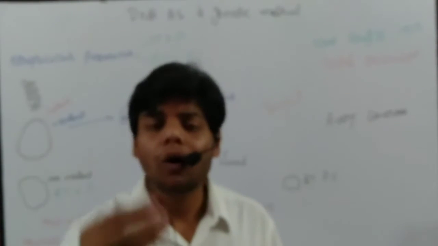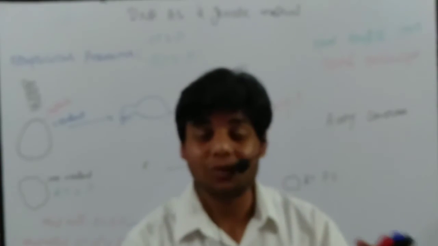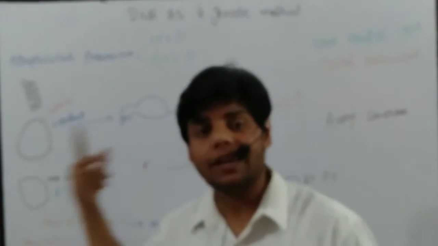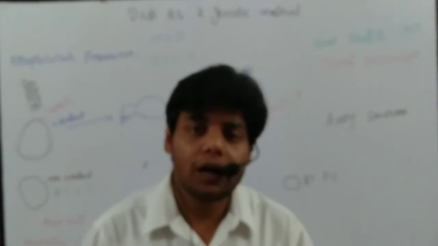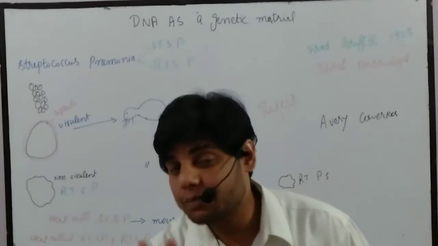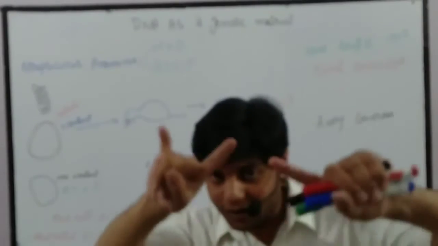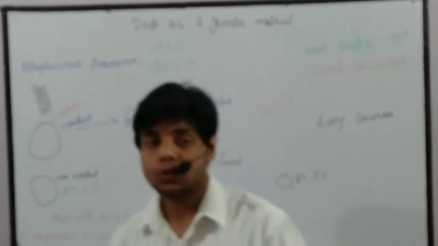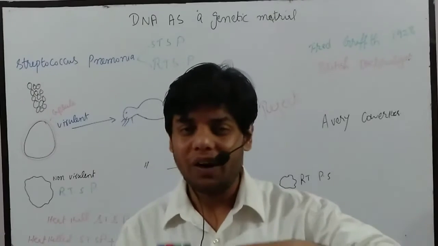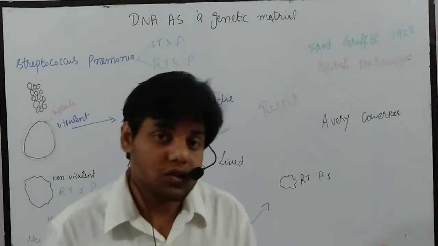Then these scientists said, how does Griffith say that DNA is a genetic material? Maybe the protein is a genetic material. Maybe the RNA is a genetic material. Because this heat-killed smooth type of bacteria may also have the capsule, the protein layer of the capsule, as well as some other substances, due to which we can say that these substances could also be a genetic material.